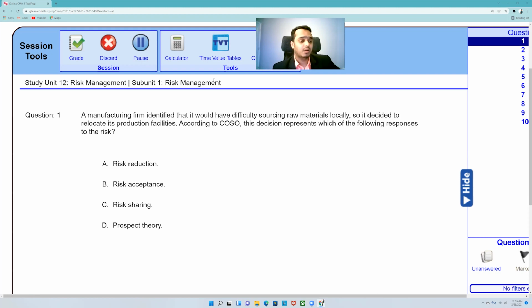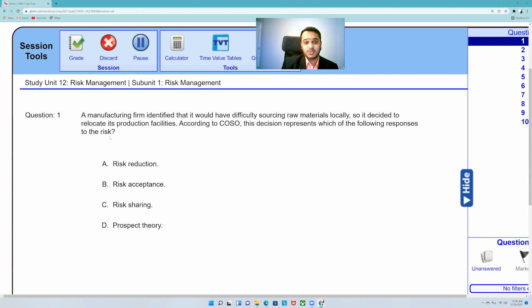Okay. Now, a manufacturing firm. Okay, so it's a short question only. Now we can read it in full. A manufacturing firm identified that it would have difficulty sourcing raw materials locally. So it decided to relocate its production facilities. According to COSO, I thought I'd say it COSO because Committee of Sponsoring Organizations, this decision represents which of the following responses to the risk?